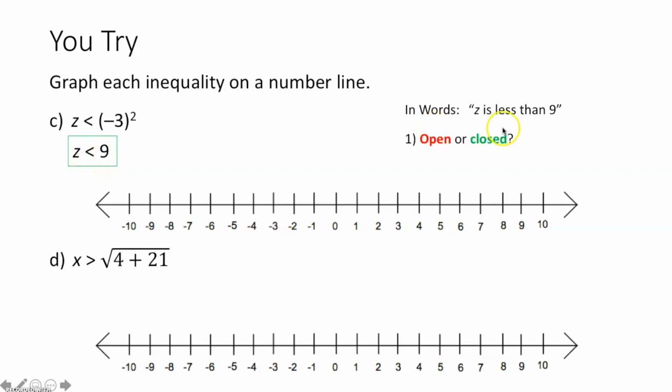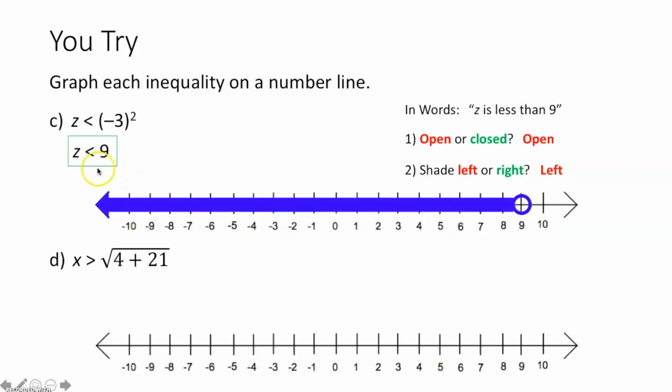Let's graph. Open or closed circle? Well, at 9, since there's no equal sign under our inequality, it's going to be an open circle at 9. And now that we have that, we can decide which way we have to shade, to the left or to the right. Well, since it's z is less than 9, we want all the numbers less than 9. 8, 7, 6, 5. We want all the numbers that way. So we're going to shade to the left. And again, if you didn't remember that, since we have our variable on the left, you just look at which way the inequality points, and we shade to the left.